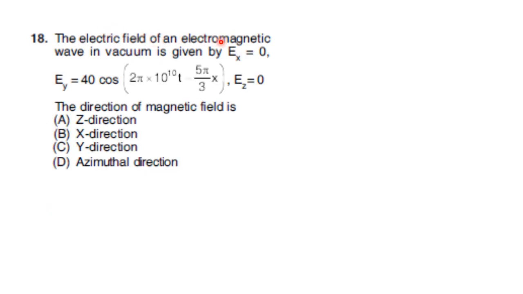The electric field of an electromagnetic wave in vacuum is given by Ex is equal to 0, Ey is equal to 40 cos 2 pi into 10 raised to 10 t minus 5 pi by 3 x, Ez is equal to 0. The direction of magnetic field is asked. Here Ey is given, that is in the form a cos omega t minus k x. So that means the wave with y component of electric vector is propagating about the x axis.